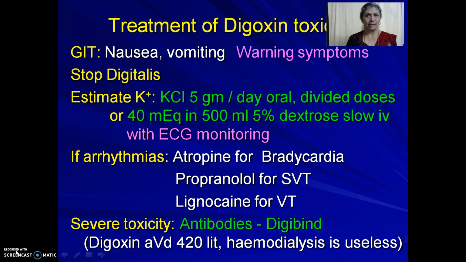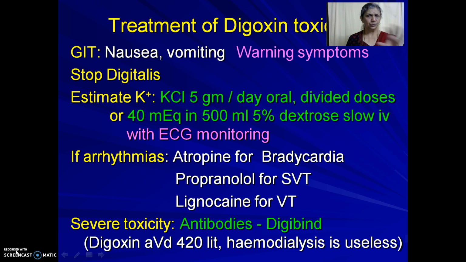Then what do we have to manage this excessive toxicity? We have antibodies against digoxin, digibind, which can go and capture digoxin wherever it is hiding and inactivate it. So for excessive toxicity of digoxin, we have digibind.